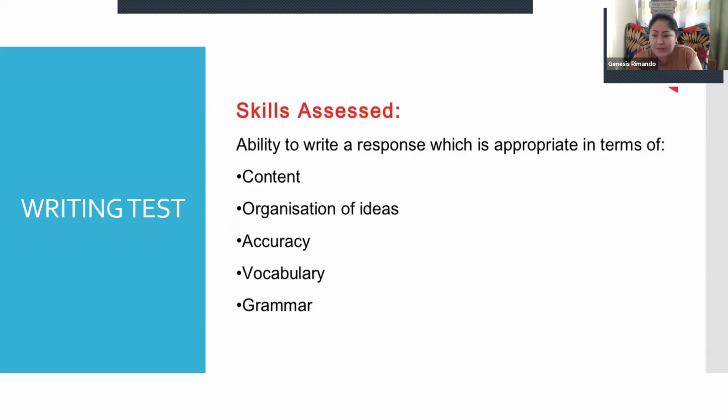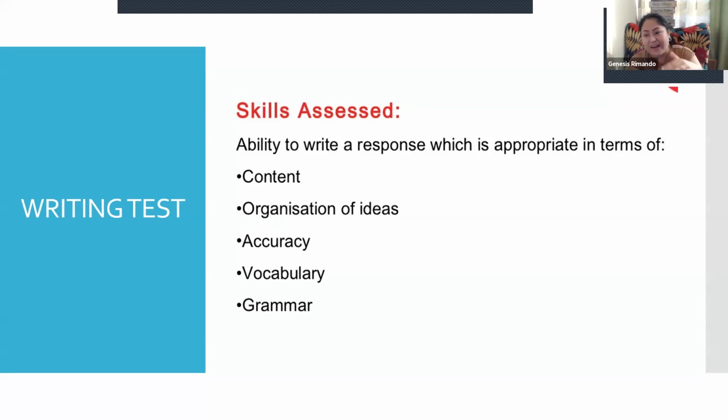So again, what would be the skills that would be assessed for writing? You would get the higher band score if the content is okay, and you organize your ideas well. For example, in the first paragraph, you explain what you would be writing about, and you would say, this is how I would organize, this is how I would explain my thoughts.